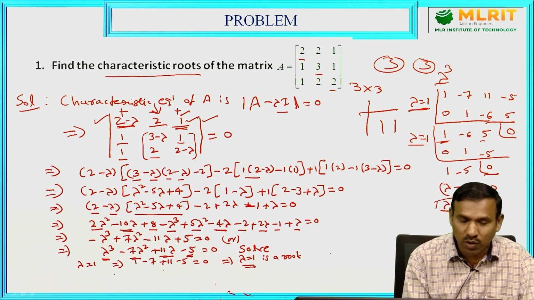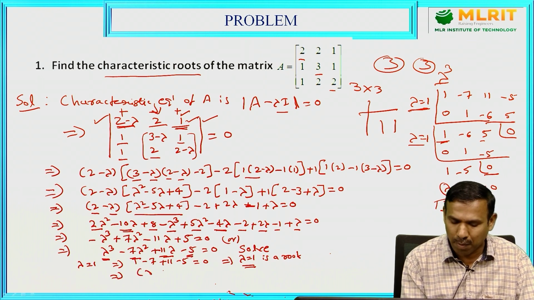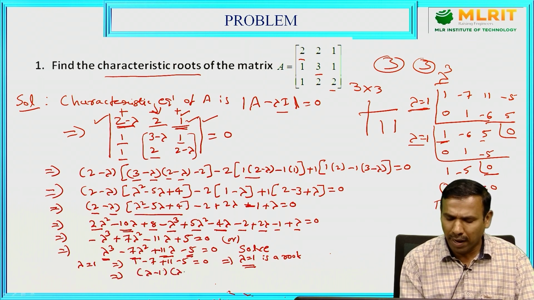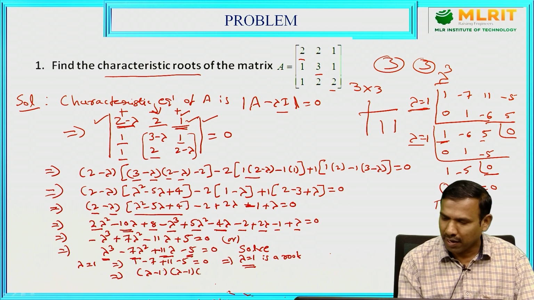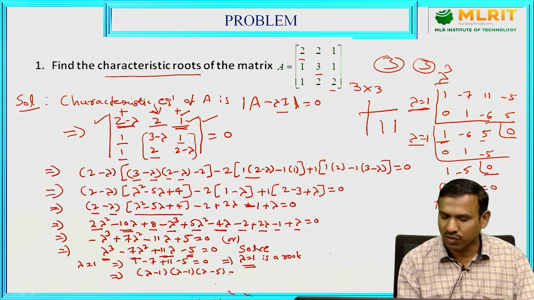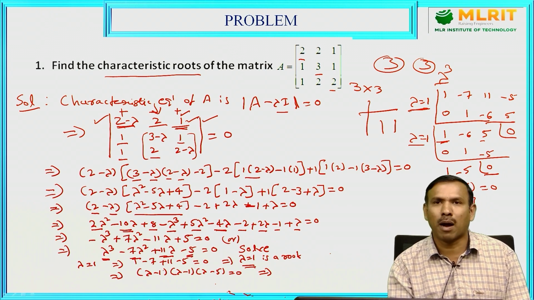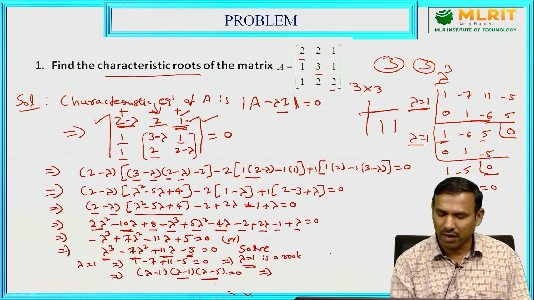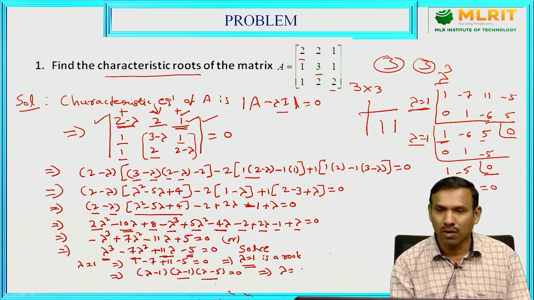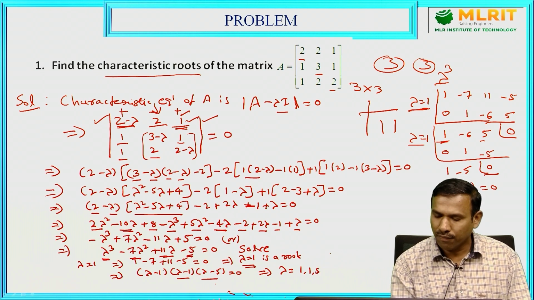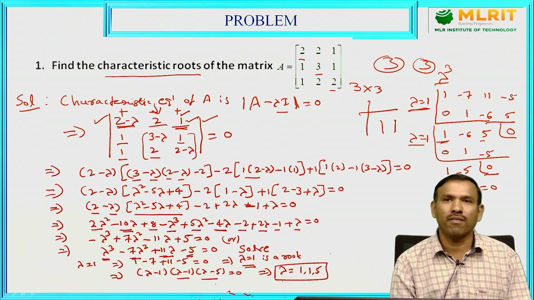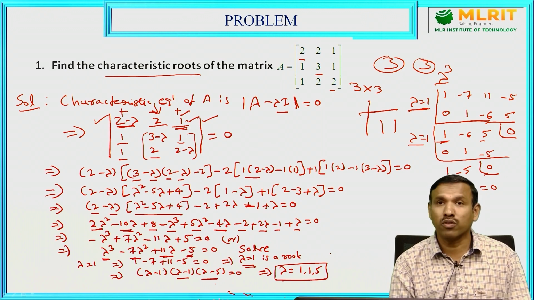And this equation can be written as lambda minus 1 into lambda minus 1 into lambda minus 5, which is equal to 0. So solving, lambda minus 1 is equal to 0 means lambda is equal to 1, lambda minus 1 is equal to 0 means lambda is equal to 1, lambda minus 5 is equal to 0 means lambda is equal to 5. Total how many roots we got? That is 1, 1, 5. So this is one of the methods to solve the roots of an equation. Lambda values, 3 roots we got.